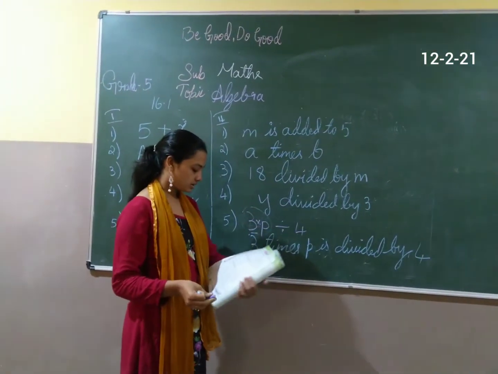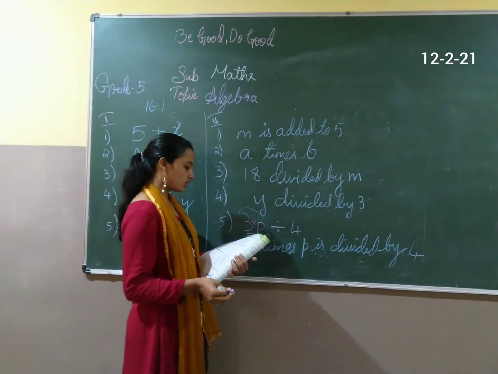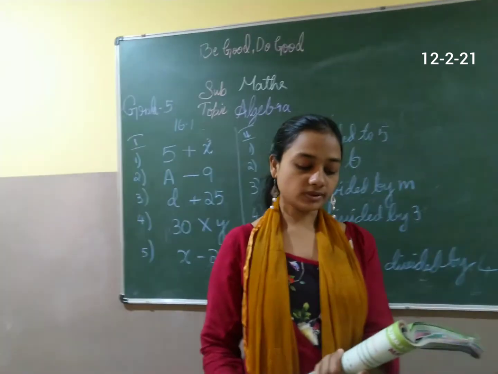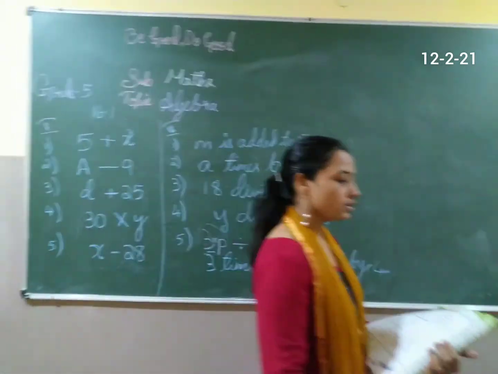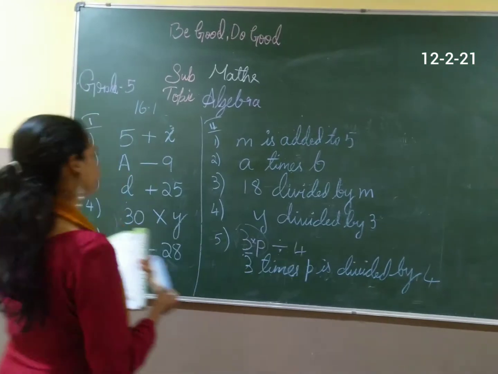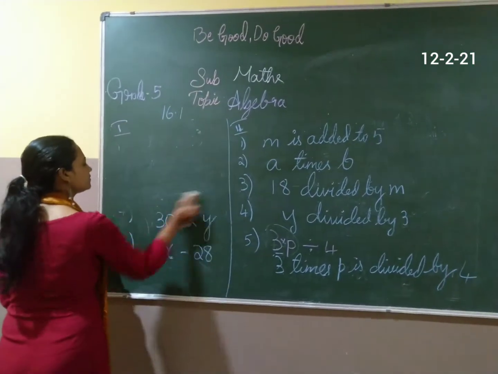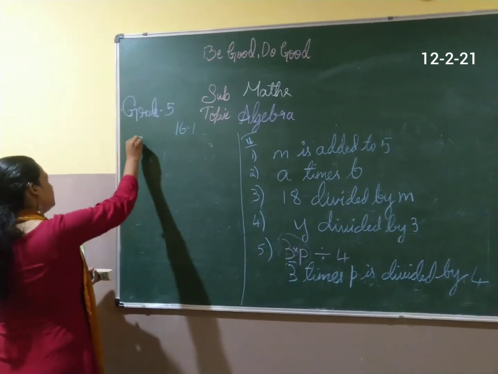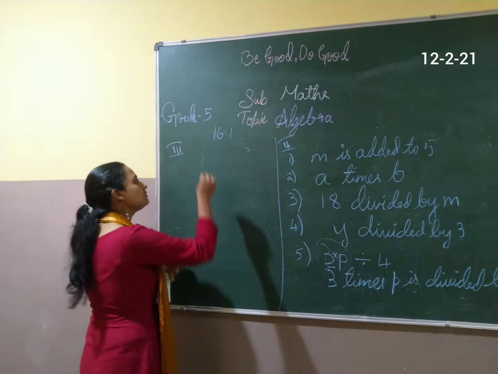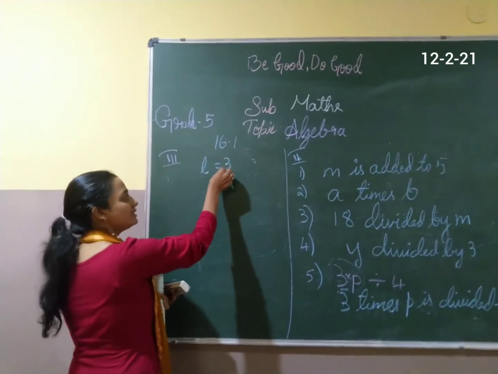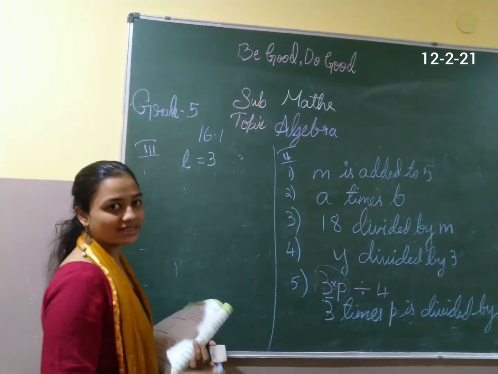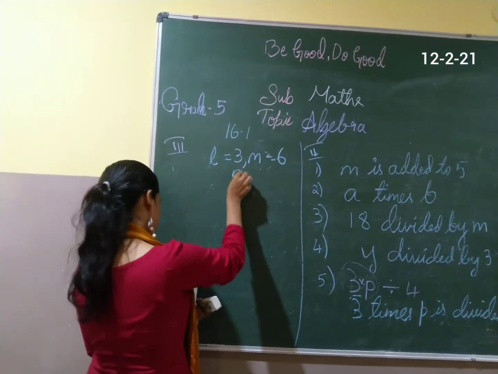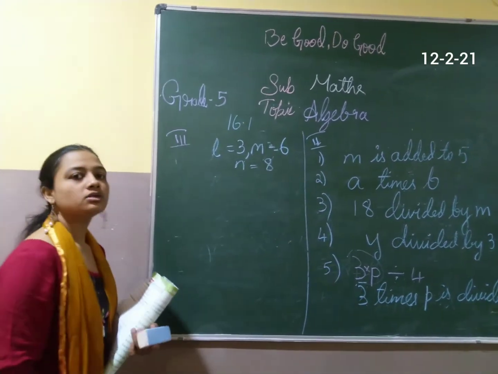Now let's go for the third one. Find the value of the following expressions. If L is equal to 3, M is equal to 6 and N is equal to 8. So I'll show you how to do that. See, they have given the value of L. L means you should write 3. Wherever you see L, you should write 3 in that place. Similarly, M is 6 and N is 8. Okay? So let's go for the first one.